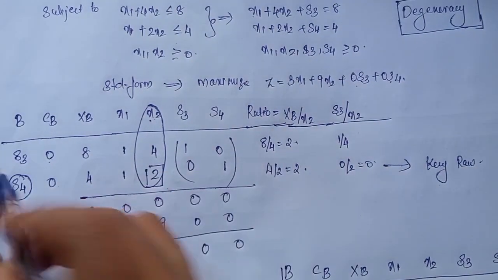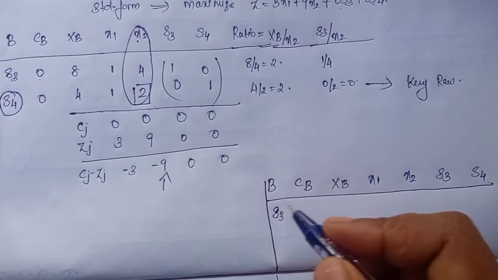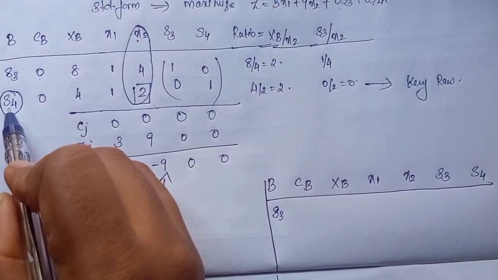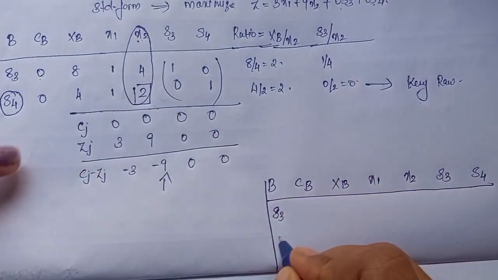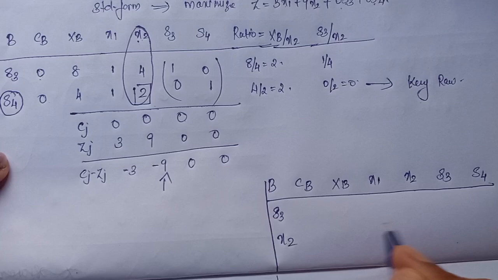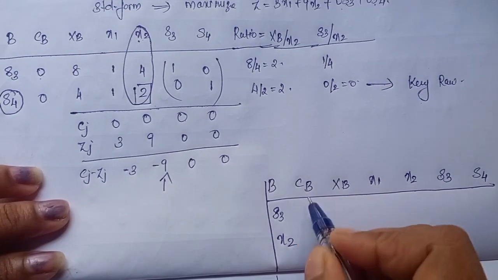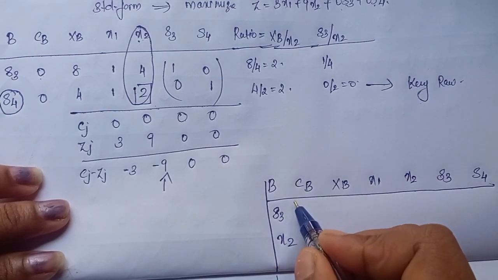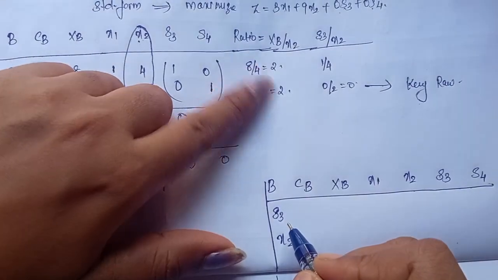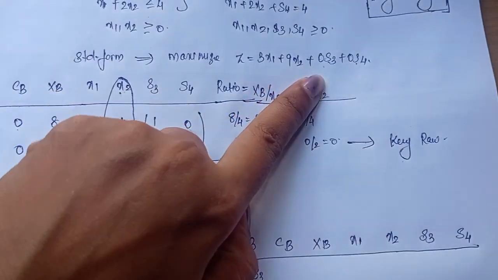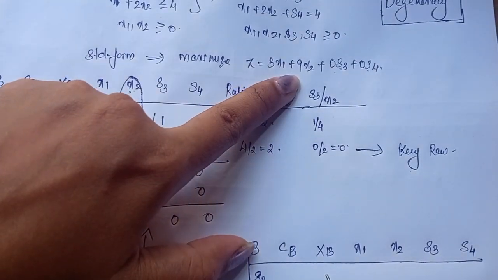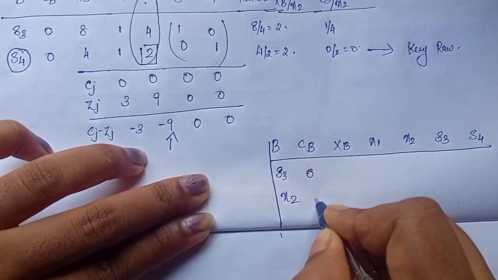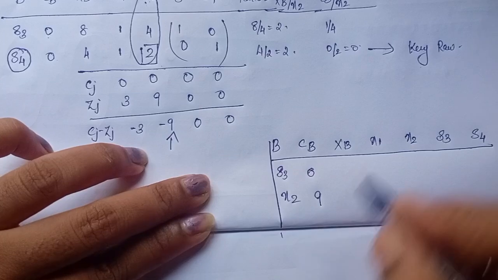Now the basic variables are S3 and S4 is leaving, and S4 is replaced by x2. So here x2 and its CB denotes the coefficient of basic variables in Z, that is the coefficient of S3 in Z is 0 and the coefficient of x2 in Z is what? 9. It is 0, 9.